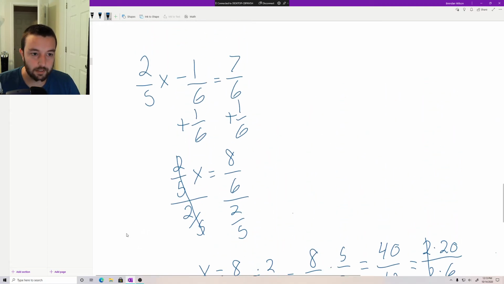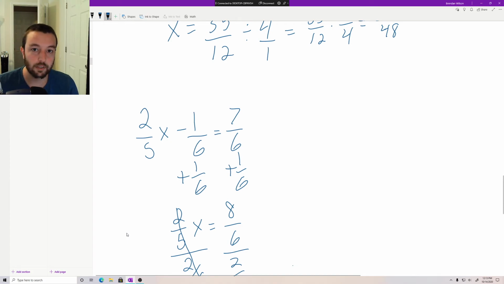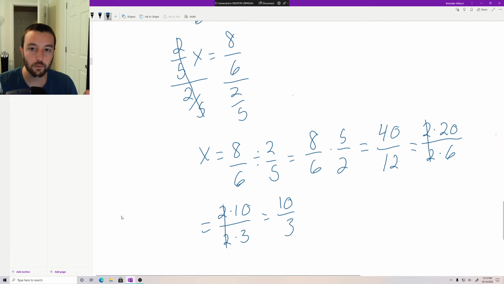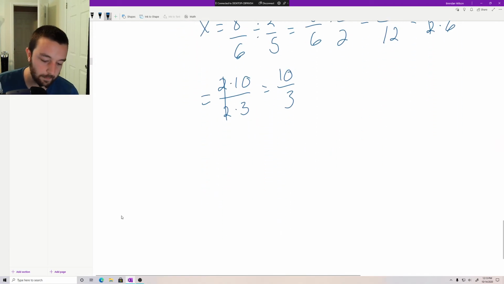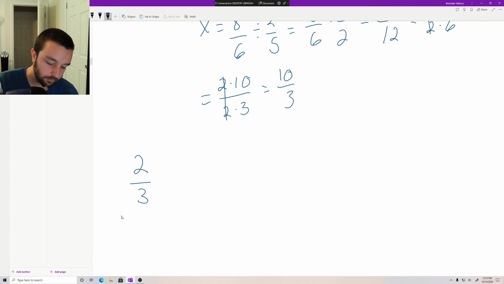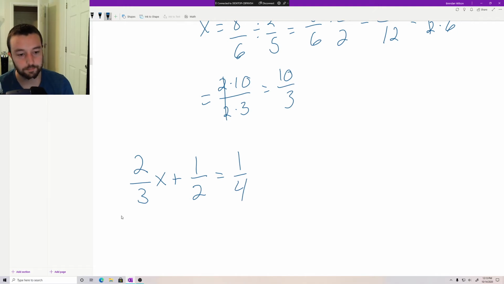All right. So I think this covers every kind of problem you could encounter with fractions. Actually, I just thought of one more. Let's do one more. Okay. What if we had 2/3 x plus a half equals a fourth? Okay.